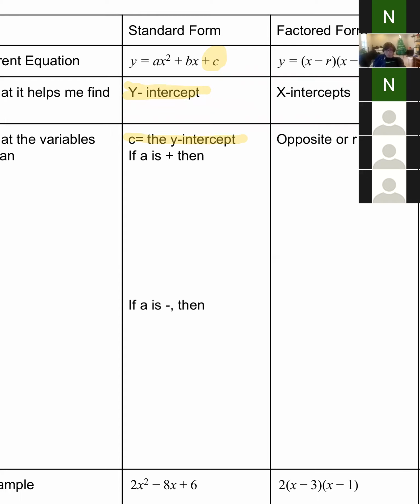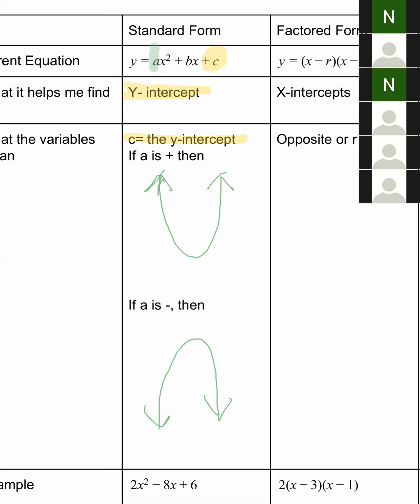Okay. If the A is positive, so if the number in front of the x squared is positive, then your graph will be shaped like a U. Okay. If the A is negative, then your parabola will be shaped like an N or an upside down U, whichever you prefer. Okay.